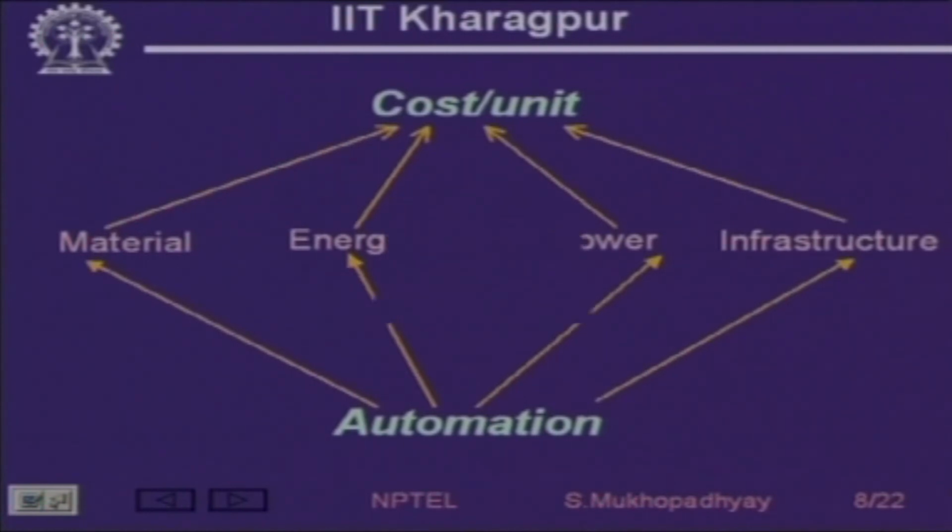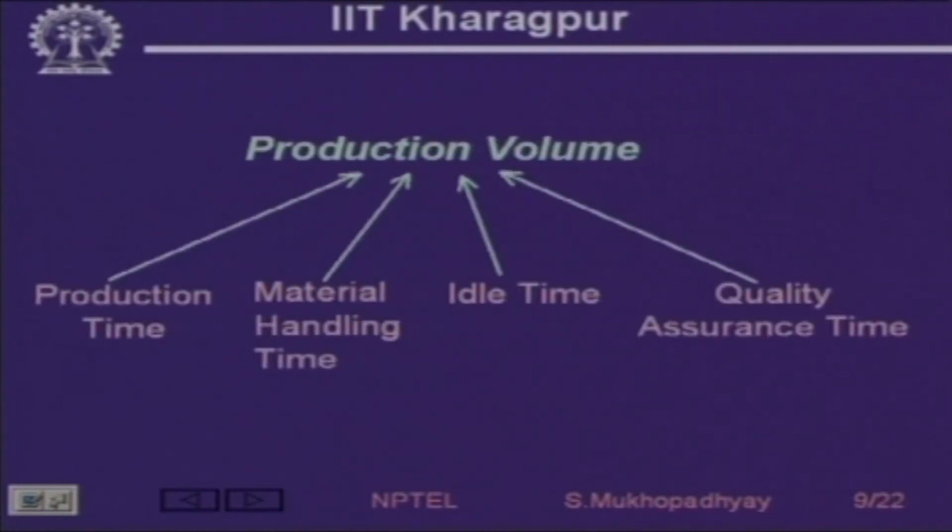Now, let us come to production volume. How do you increase production volume? Assuming that you have enough material, enough manpower, and enough demand, so that you can produce to the extent that you really can, automation will enhance production volume for several reasons. Essentially, you can increase volume of production if you can cut down the time to produce one job, one unit of product. So, what is this time?